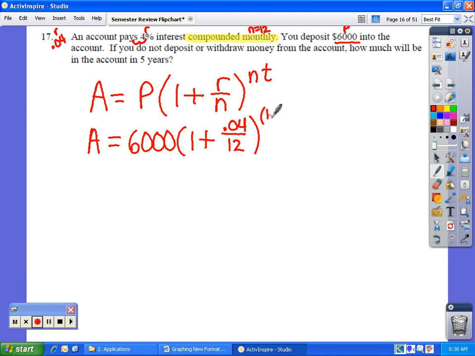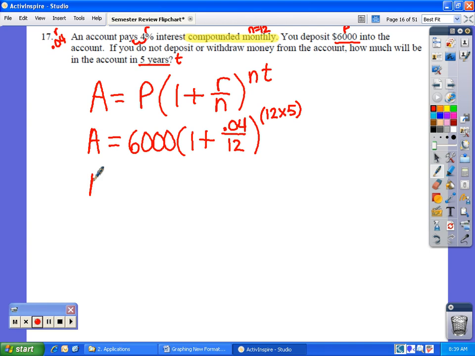And we're going to raise this to the 12 times how many years we are compounding this, which is 5. If you're ever thinking about buying a car, you'll notice that car loans are given to you in months. It'll say a 60-month, a 36-month, and what they're doing is converting years into months. So if your loan is for 60 months, it's really a 5-year loan. So that's what we're doing here. We're converting our years into months.